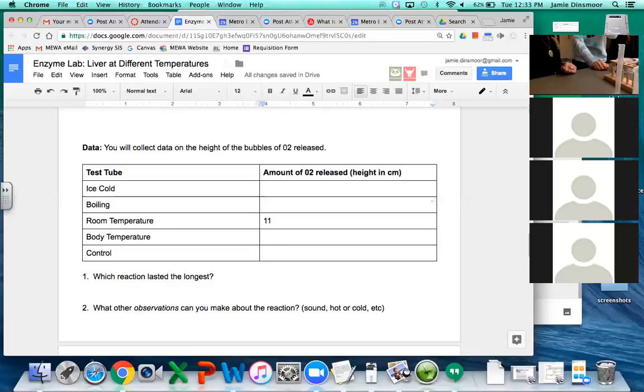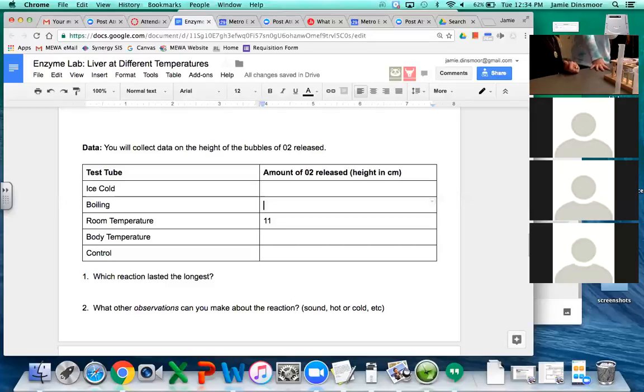The liver isn't floating anymore. Notice that the liver is stuck on the side kind of for this one. Oh, there it goes. Now it's floating. Wow, this one is still producing quite a bit of bubbles. It's going slower. All right, go ahead and measure.